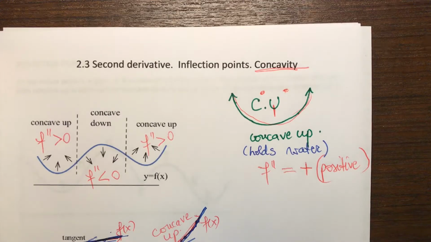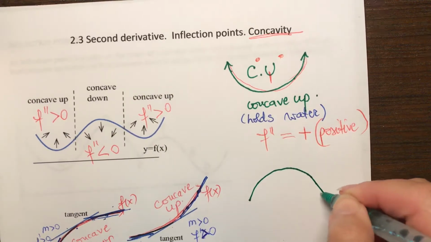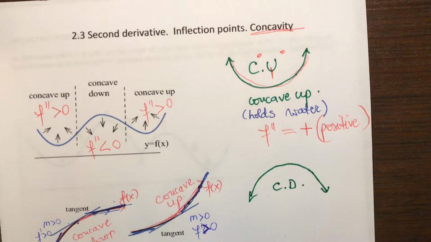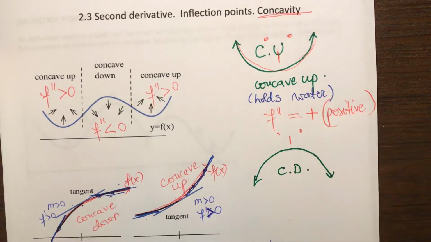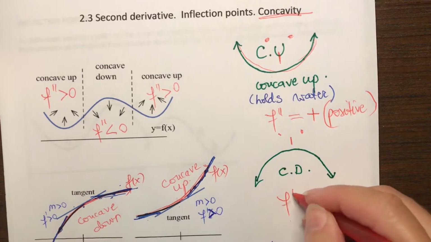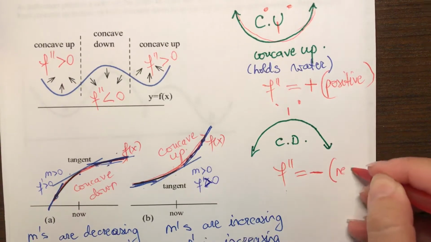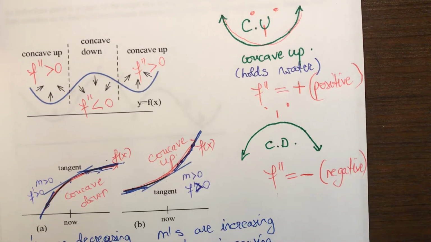Now, negative second derivative, your graph is concave down, you're forming a sad face, right? Second derivative is going to be a negative, a sad face, right? And there you go. So doesn't hold water.